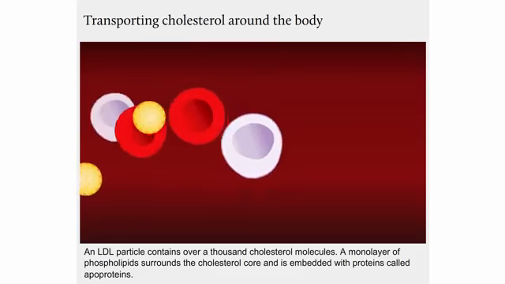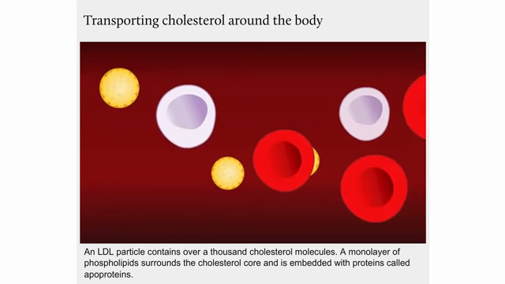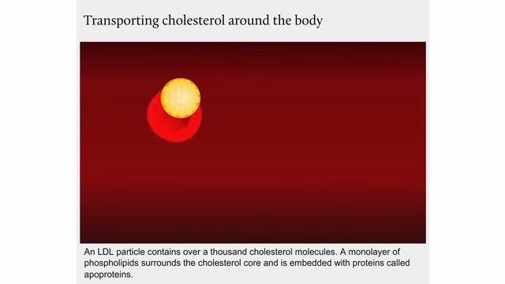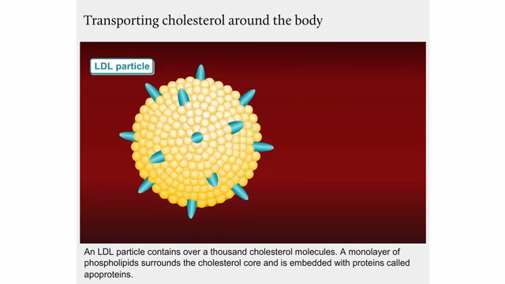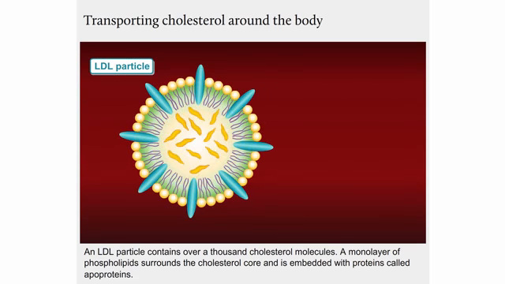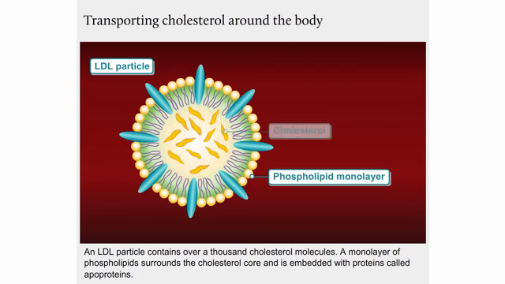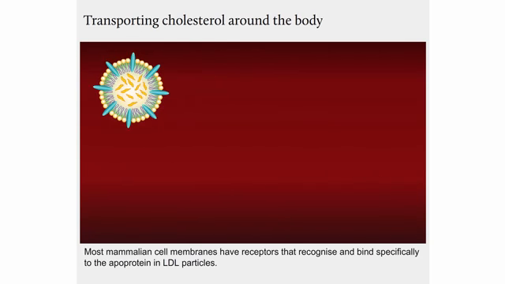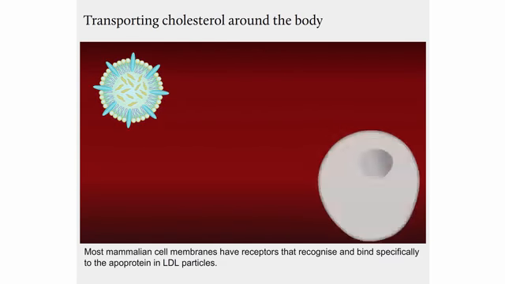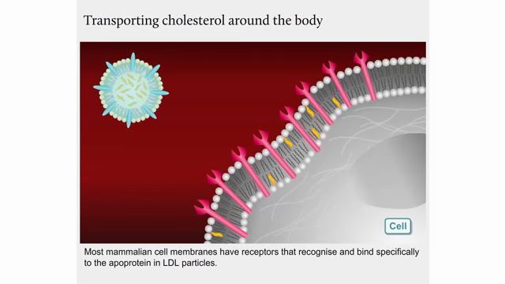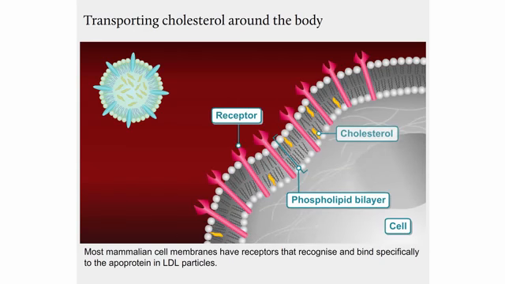An LDL particle contains over 1,000 cholesterol molecules. A monolayer of phospholipids surrounds the cholesterol core and is embedded with proteins called apoproteins. Most mammalian cell membranes have receptors that recognize and bind specifically to the apoprotein in LDL particles.